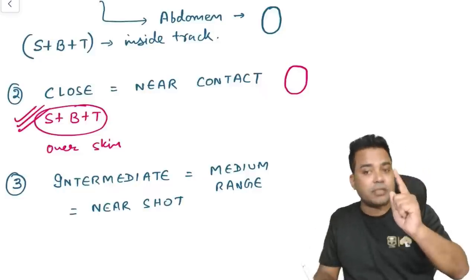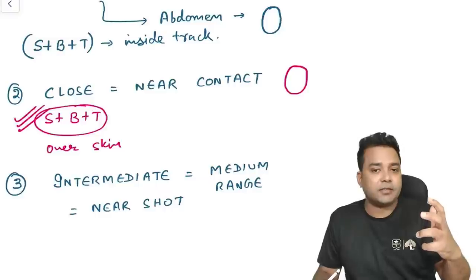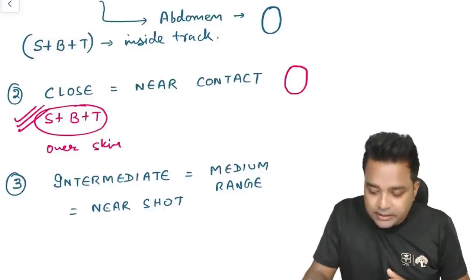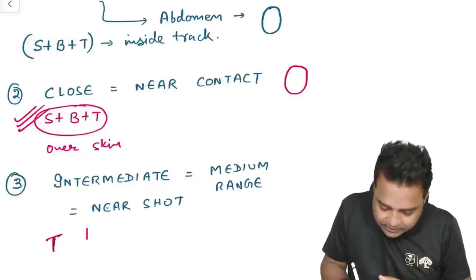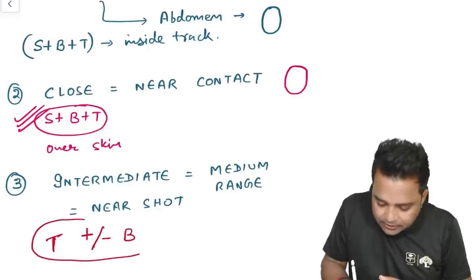Now, what about the effects? When do you say a wound to be in intermediate range? When singeing is absent, but what is exclusively present is tattooing. So the moment I see tattooing is exclusively present, plus or minus blackening, my range is intermediate range.